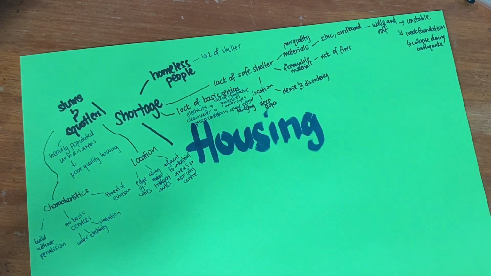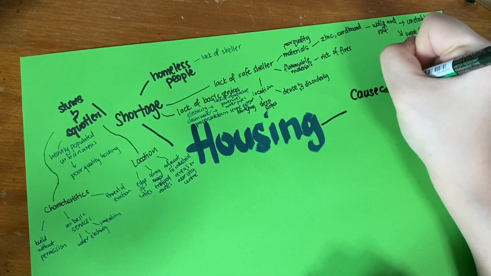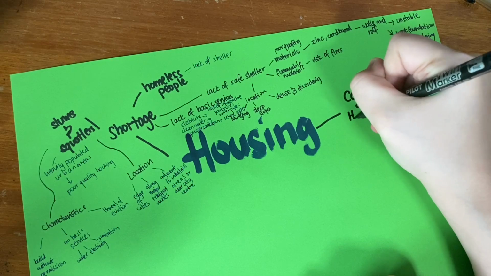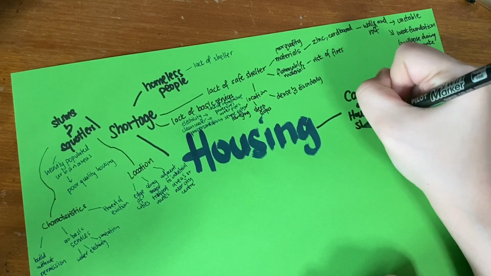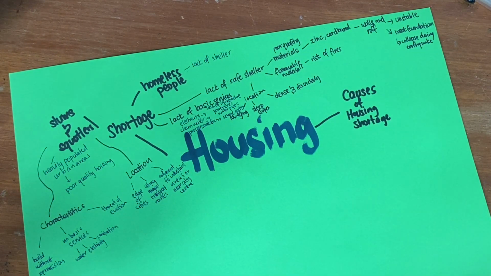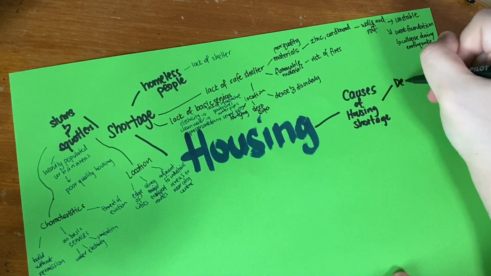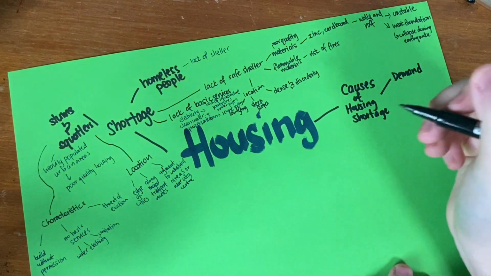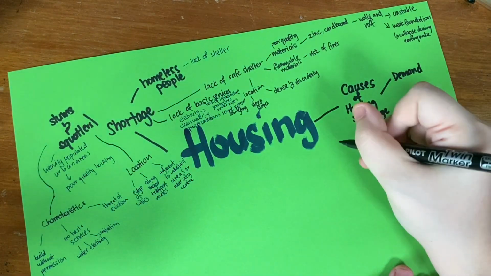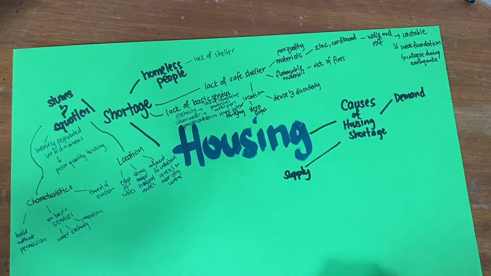Causes of housing shortage. Maybe I will draw it here. Causes of housing shortage. And there are 4 causes, 2 supply, 2 demand. So maybe I put my demand here. I hope I have space. Actually I might not have space, but oh well. Then I'll put my supply here. So there are 4 causes, 2 demand and 2 supply.